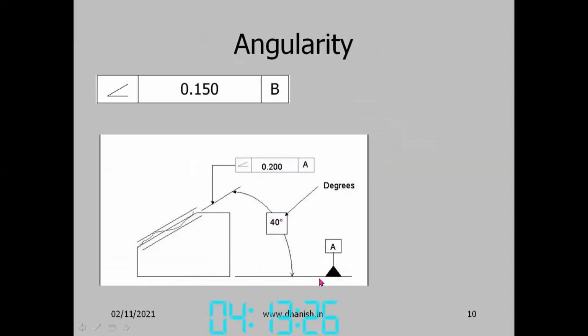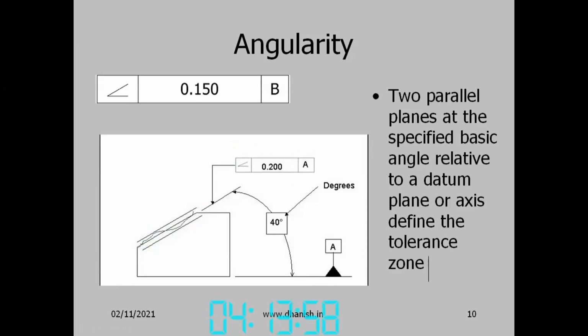And first you have to locate on this datum surface, and then we have to identify, measure points on the surface, and all these points should lie within a zone of 0.2 with respect to the correct angle. So we have to draw two parallel lines at the correct angle, separated by a distance 0.2, and the entire surface should lie within that zone. So that is the definition of angularity. Two parallel planes at the specified basic angle relative to a datum plane or axis define the tolerance zone.